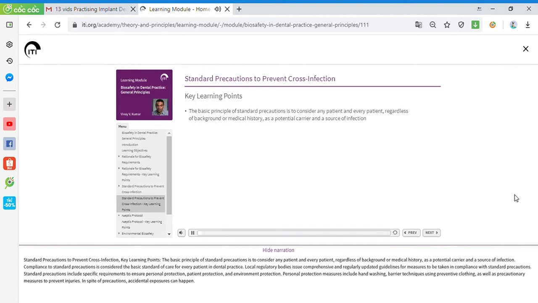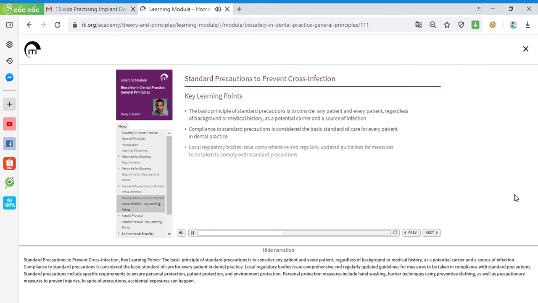Standard precautions to prevent cross-infection. Key learning points. The basic principle of standard precautions is to consider any patient and every patient, regardless of background or medical history, as a potential carrier and a source of infection. Compliance to standard precautions is considered the basic standard of care for every patient in dental practice. Local regulatory bodies issue comprehensive and regularly updated guidelines for measures to be taken in compliance with standard precautions.